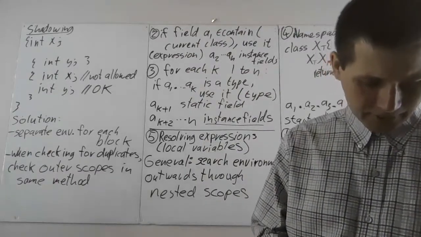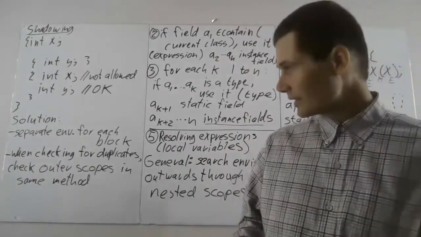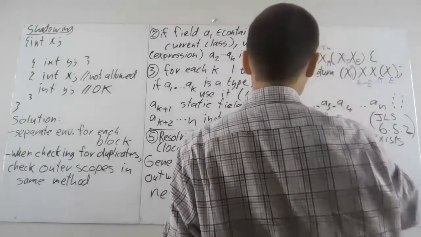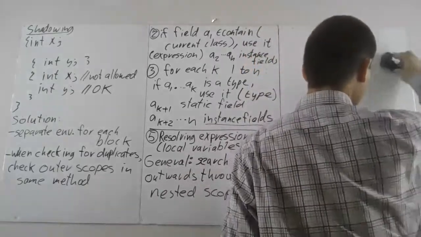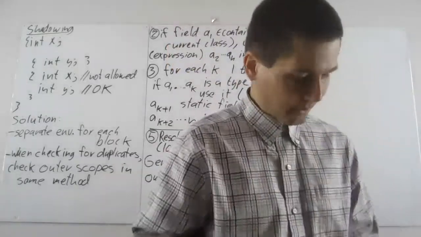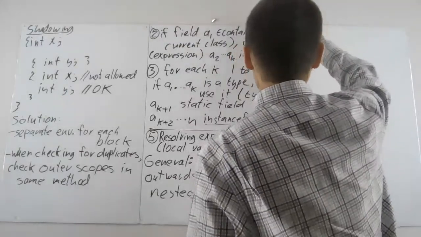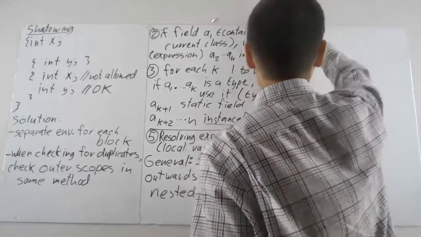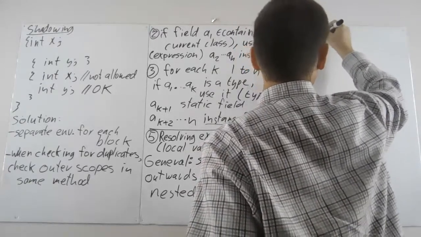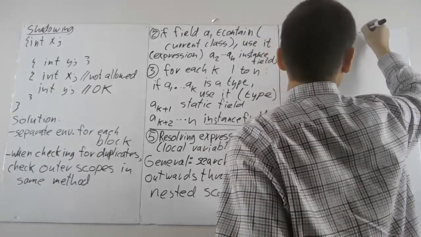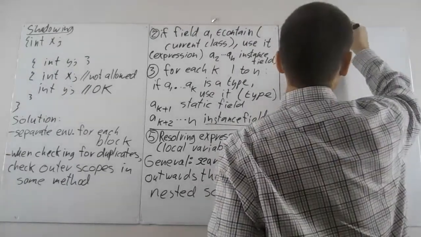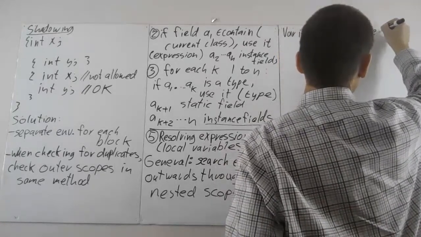Okay, so there's another issue, right? Another Java special case. And this issue is that you can only refer to a variable in scope after its declaration.